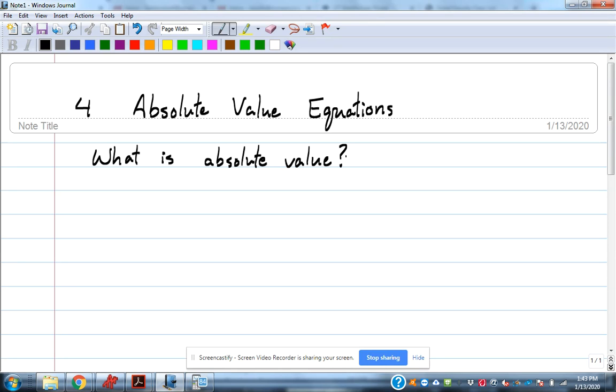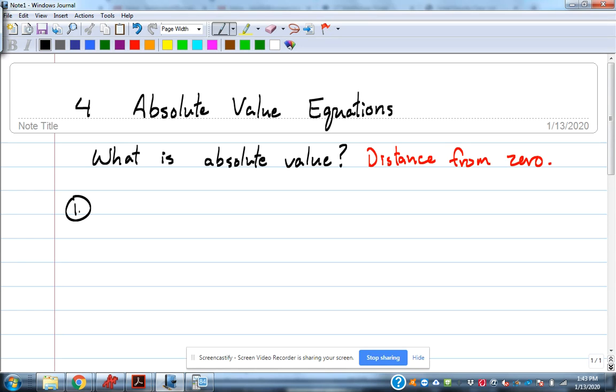It's a distance the number is from zero. Okay, so that is exactly the right answer. So the distance from zero.